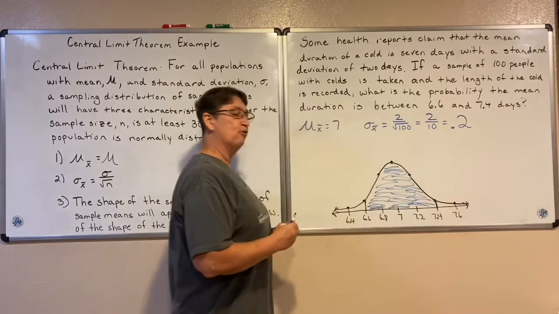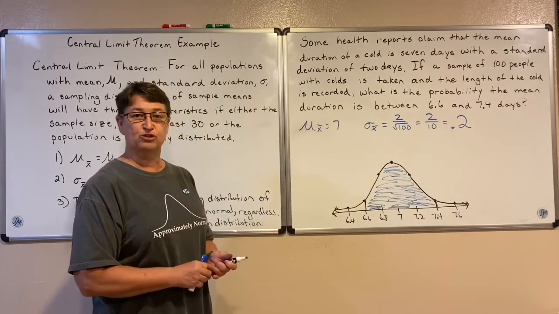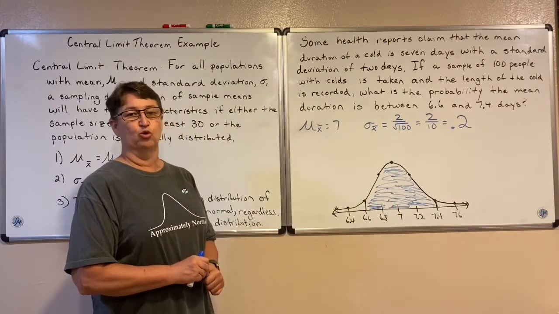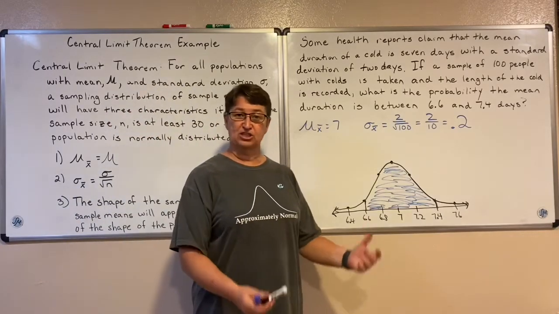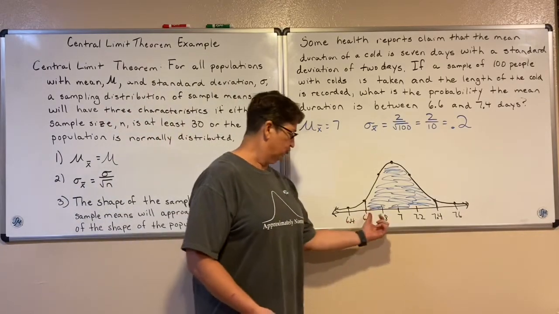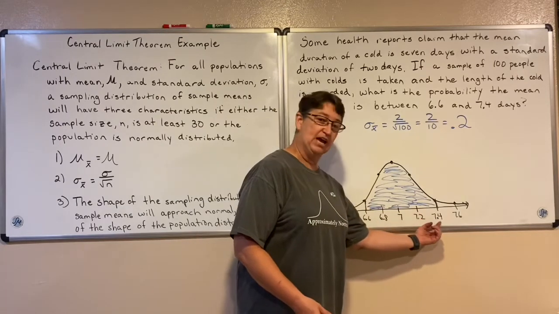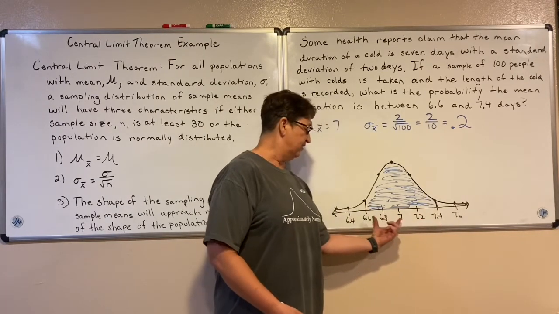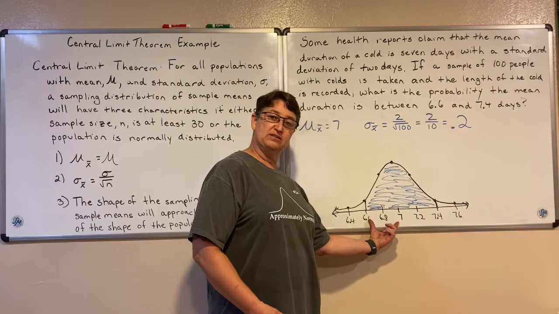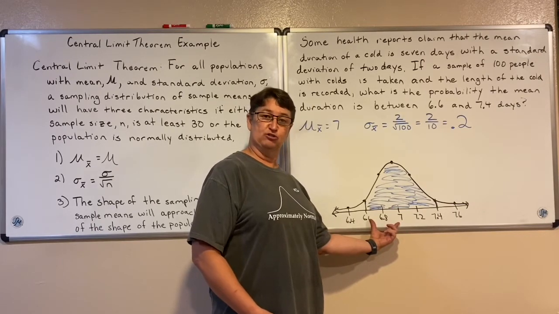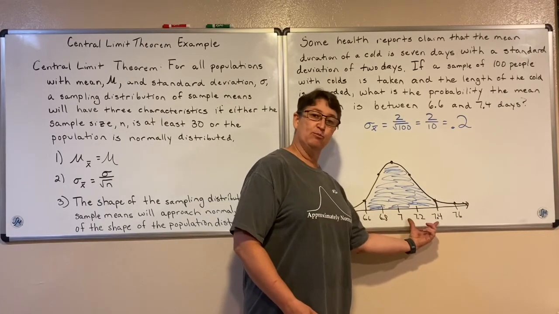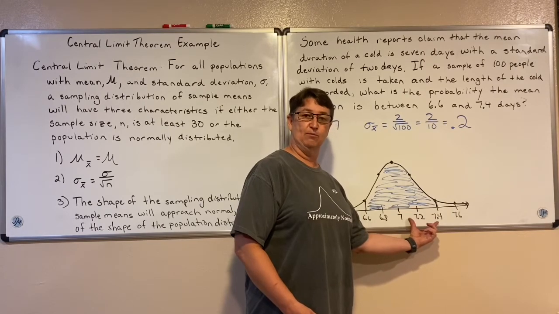Well, we know from the normal distribution and our empirical rule that 95% of our data falls within 2 standard deviations from the mean. And in this case, our 6.6 is 2 standard deviations below the mean, and our 7.4 is 2 standard deviations above the mean.